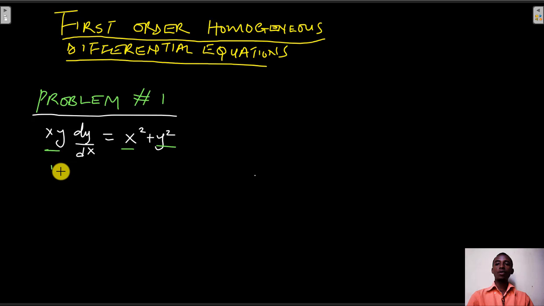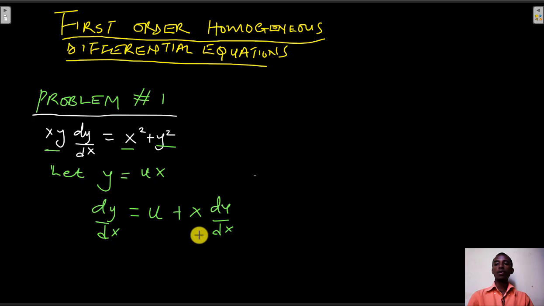Well, to solve this equation, we are going to make use of the substitution y equal to ux, where u is a function of x. So that means dy/dx is going to be, if we apply the product rule here, I keep u constant, the derivative of x with respect to x is 1, plus I keep x constant, the derivative of u with respect to x. So I'm going to substitute this instead of dy/dx.